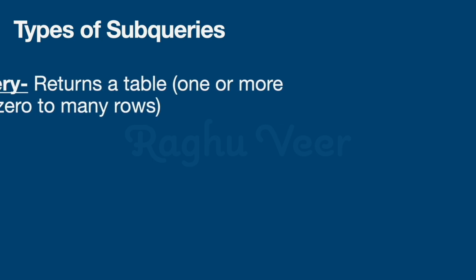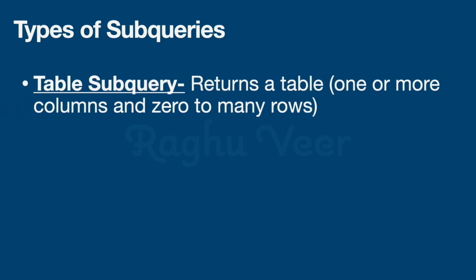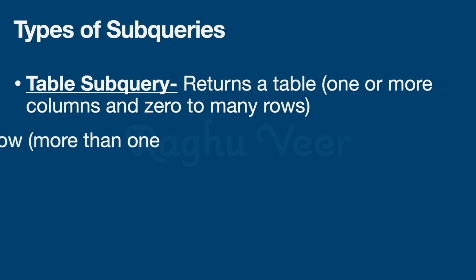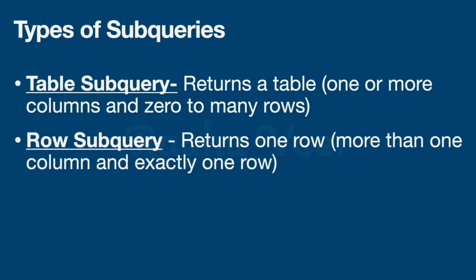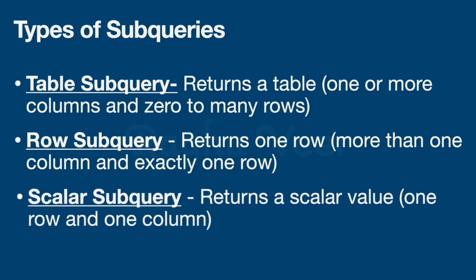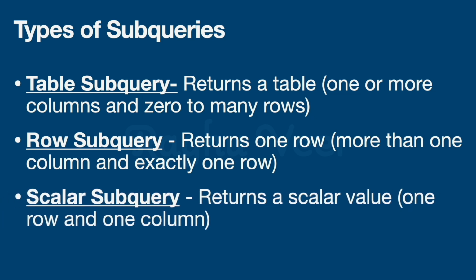A table subquery returns a table which consists of multiple rows and columns, and this table is used by the main query. A row subquery returns a single row. It can contain more than one column, but exactly one row. It is usually used to compare or match columns from this subquery to the columns in the main query. And finally, Scalar Subquery, which returns a single value, which is then used by the main query.